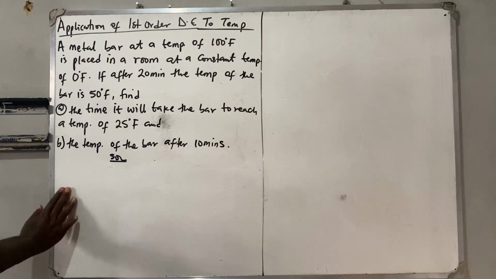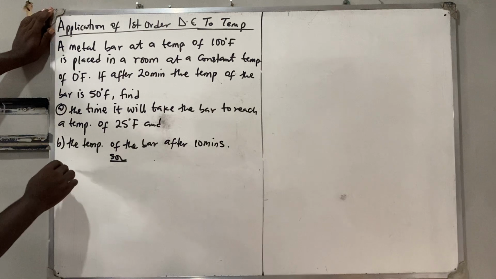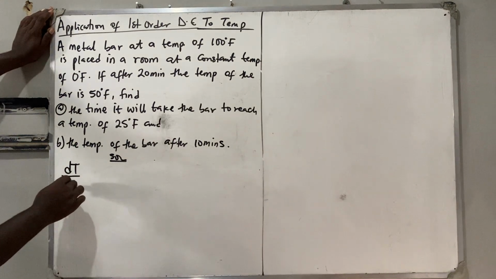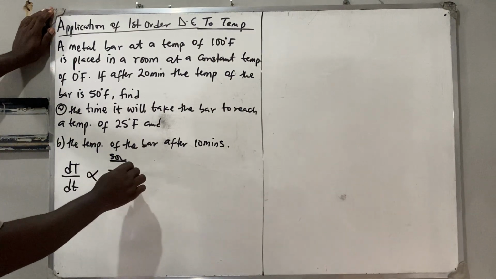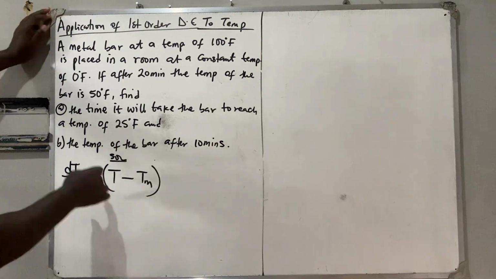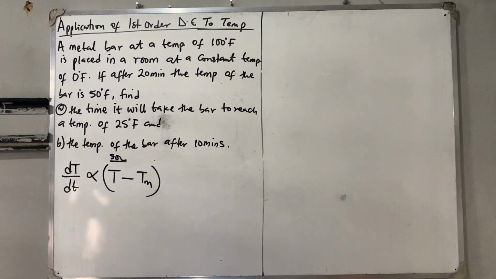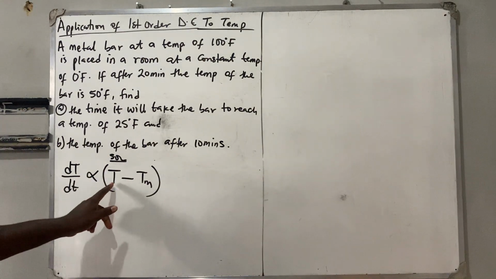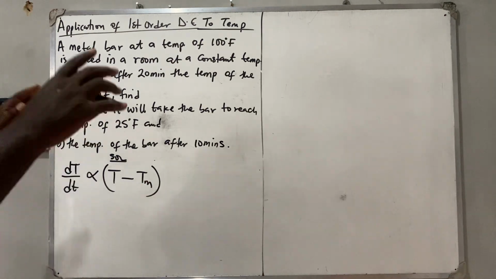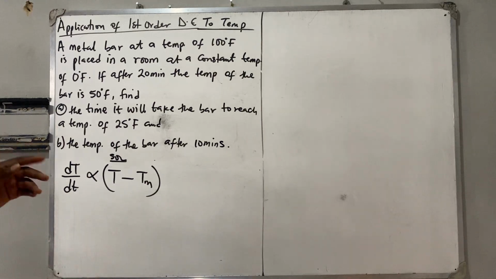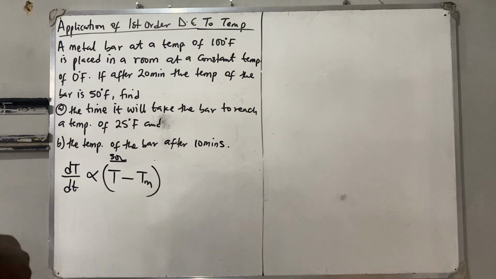Now we are going to be using the law of cooling. The law of cooling states that the rate of change of temperature with time is directly proportional to the difference between the temperature of the body and the temperature of its environment. So this is directly proportional to the temperature of the body minus the temperature of its environment, that is the surrounding media. This one is the temperature of the surrounding media, that is its environment, while this one is the temperature of the body you are talking about.